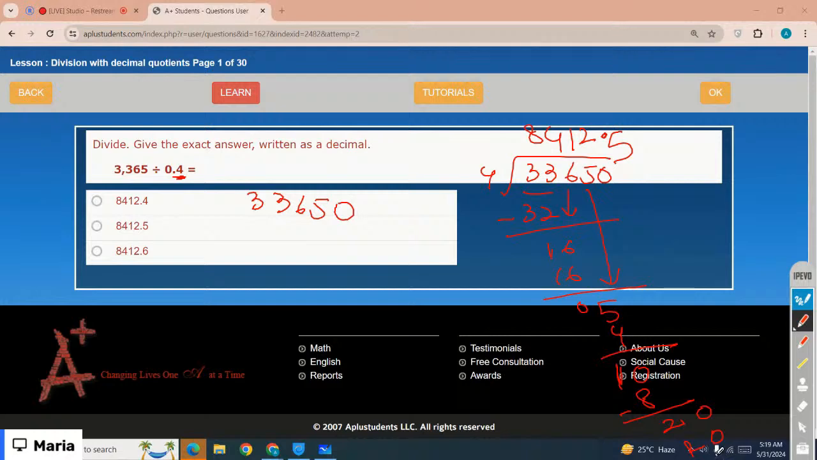Let me just explain again what you have to do. You have 3,365 divided by 0.4, right? You have one decimal place in the divisor. You can remove the decimal point by adding 1 zero because you have one decimal place. So you add 1 zero at the end of this number, right? That's how you remove this decimal point. Now divide like we do with whole numbers. So like this, I divided. That is 8,412.5. Option number 2 is the correct option. Got it? The correct option is option number 2.